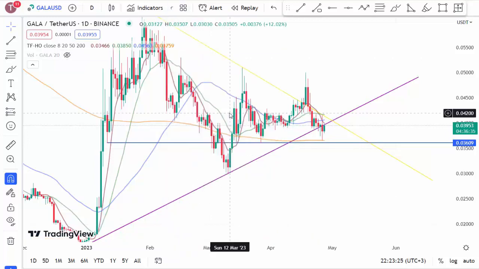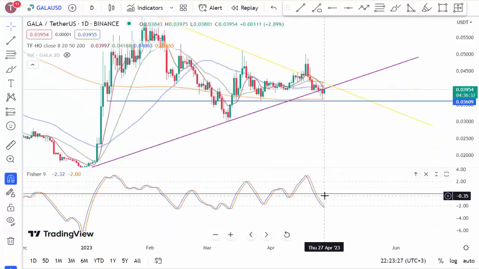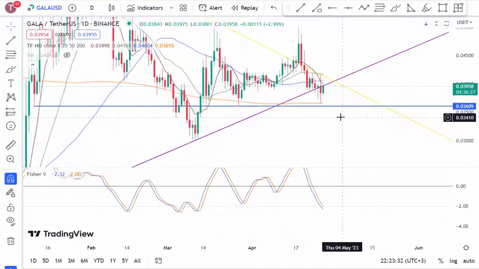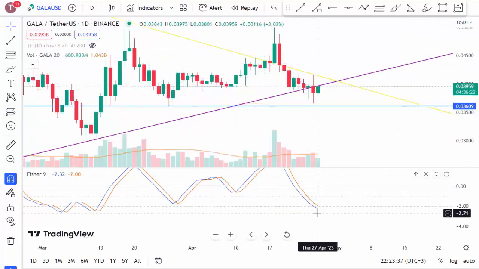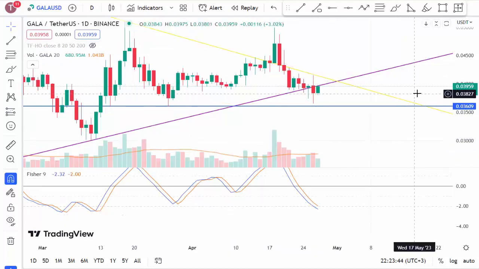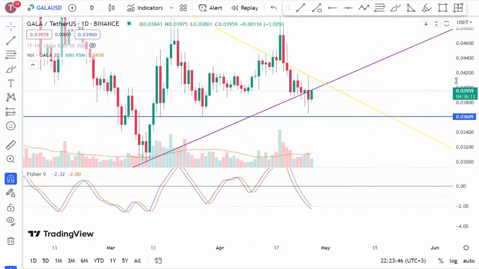Finally, if we slowly look at our indicators, we will look at the Fisher indicator. First of all, Fisher is currently at around 2.32, and even though there hasn't been a breakout yet, we can say that the downtrend is likely to continue. Of course, it wouldn't be right to make a prediction based on just one person's view, so it's better to look at the chart as a whole.